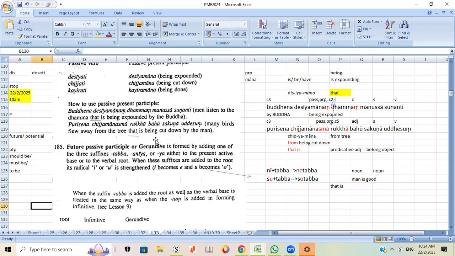So in this particular case, you see, it is also called gerundive. I checked the dictionary. This word has two pronunciations.